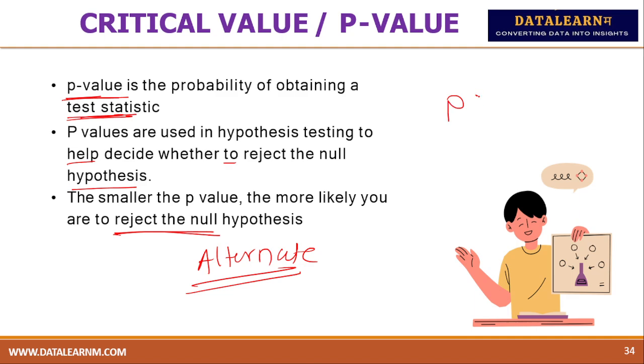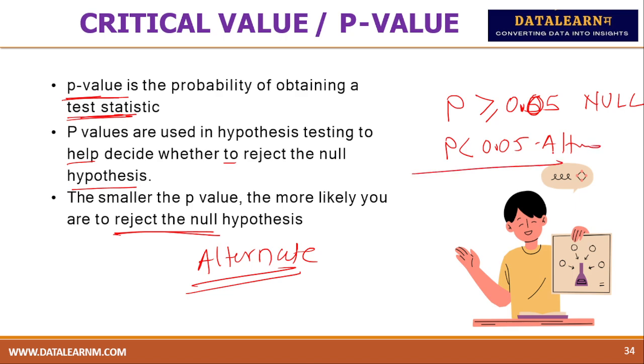So simply just remember this: p greater than 0.05, null. P less than 0.05, alternate. This is the summary for this. So this is how you need to remember this.